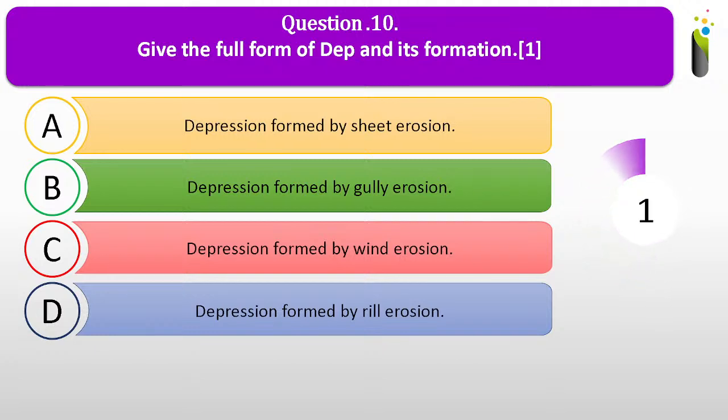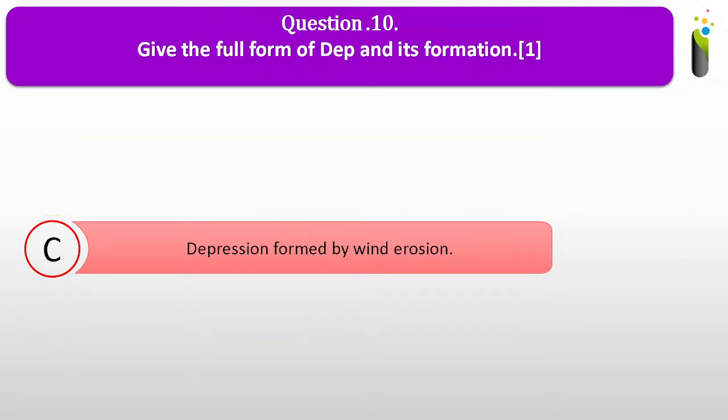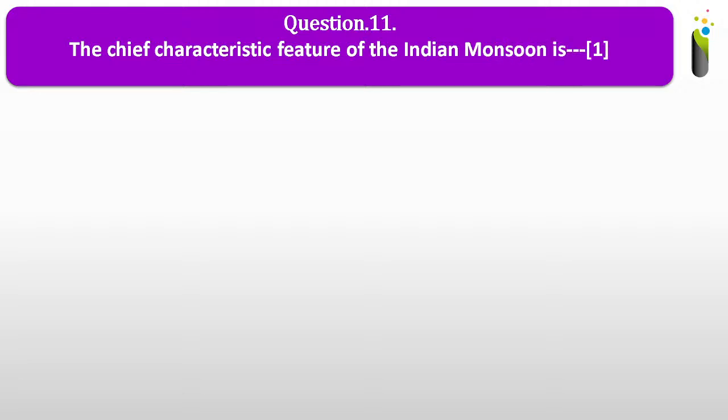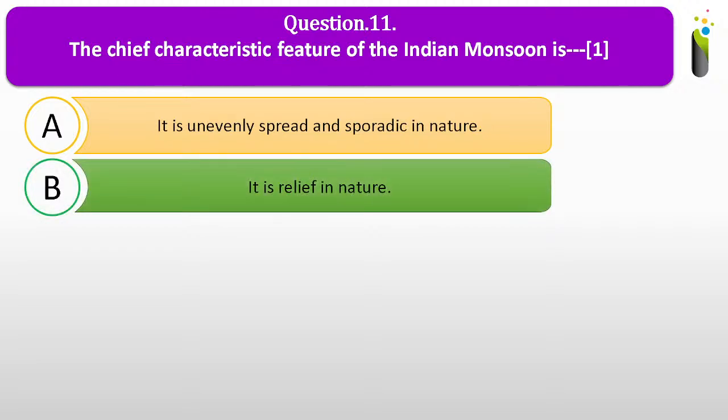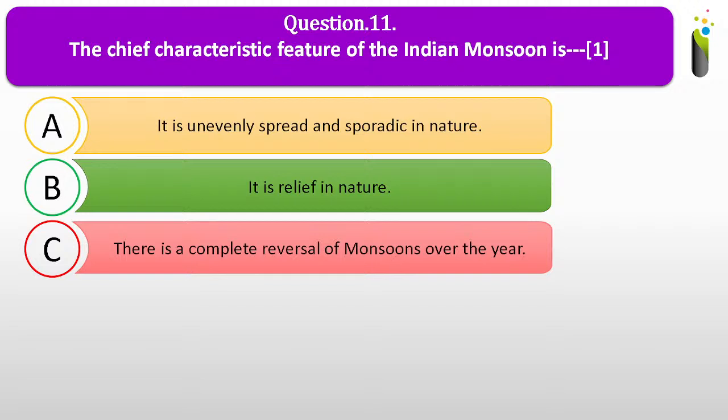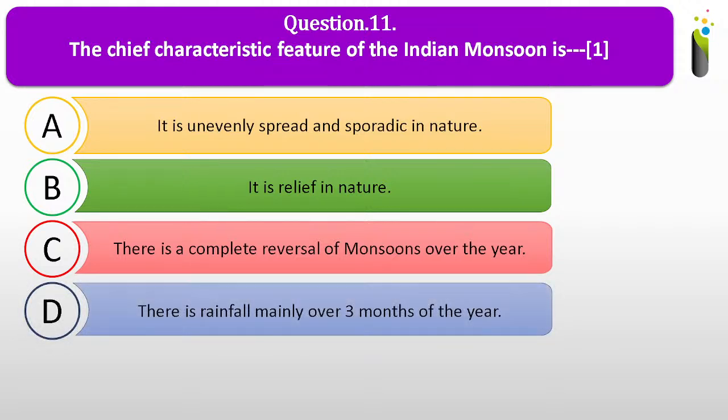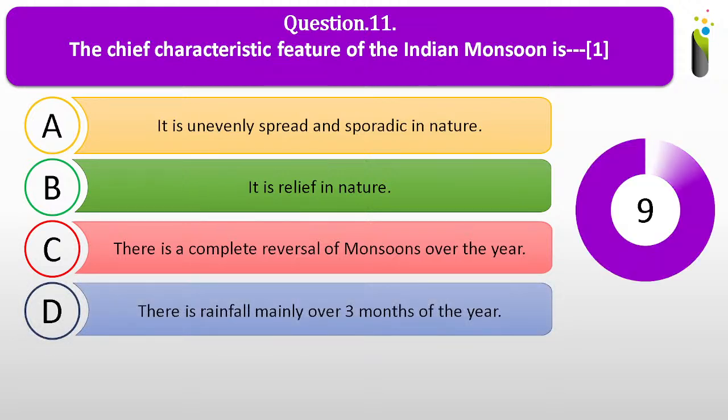And the correct answer for this question is, it's a depression formed by wind erosion. Now we go to the next question number 11. The chief characteristic feature of the Indian monsoon is dash. A. It is unevenly spread and sporadic in nature. B. It is relief in nature. C. There is a complete reversal of monsoons over the year. D. There is rainfall mainly over 3 months of the year.